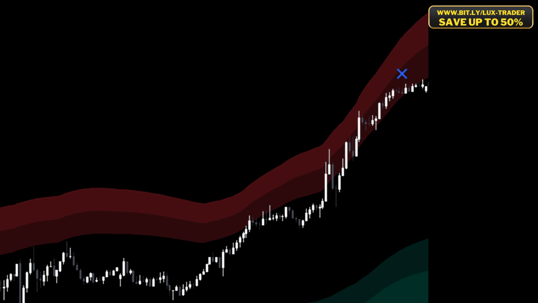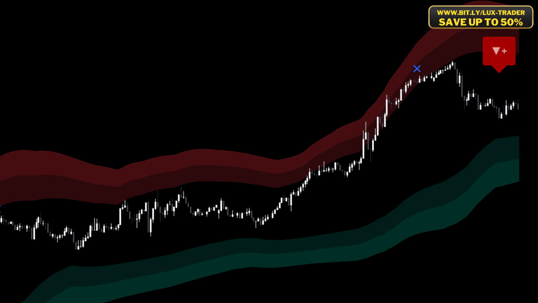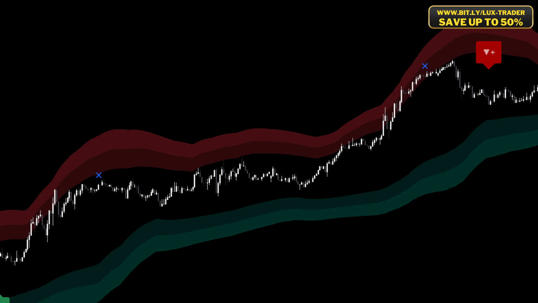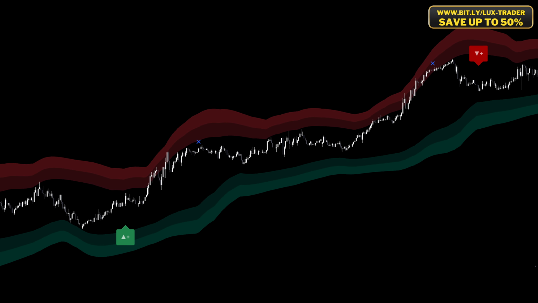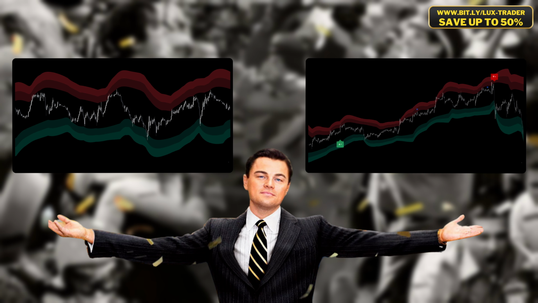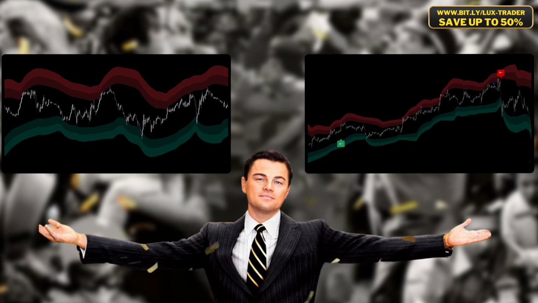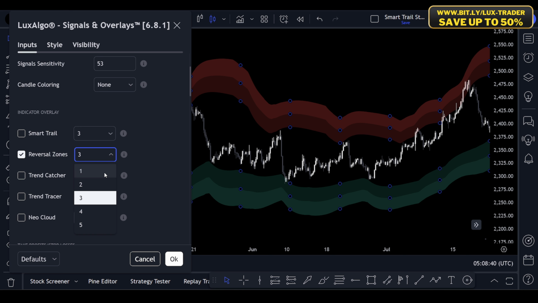For traders who prefer to ride trends while managing risk, the reversal bands offer the flexibility to either capitalize on price action touching the bands or to rely on the precise exit signals. Whether you're trading in a choppy range or a strong trend, these bands offer a powerful, all-encompassing tool for your trading arsenal.